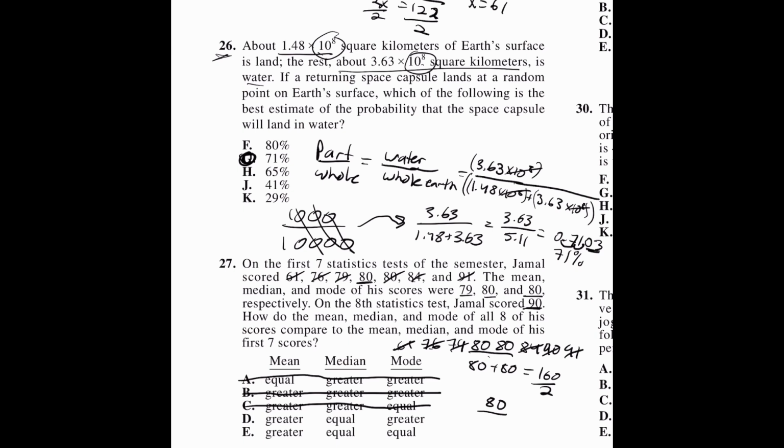Okay. Our mode is describing the numbers that repeat multiple times. Given our new score, we're going to add, basically put the 90 here. What number repeats more than twice? None. What number repeats twice? Only 80 does. So therefore our mode is 80. So we can cancel out D. That leaves us with E.